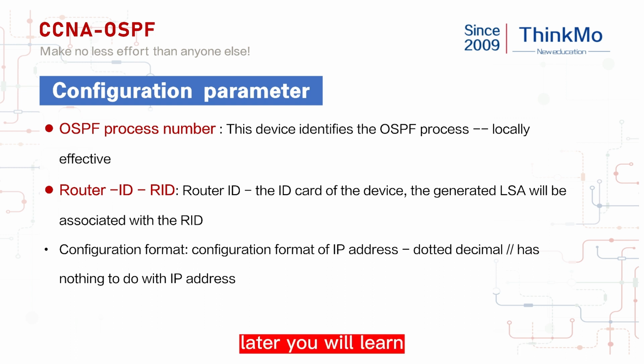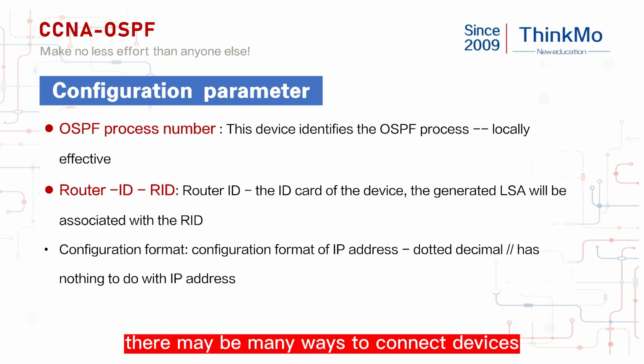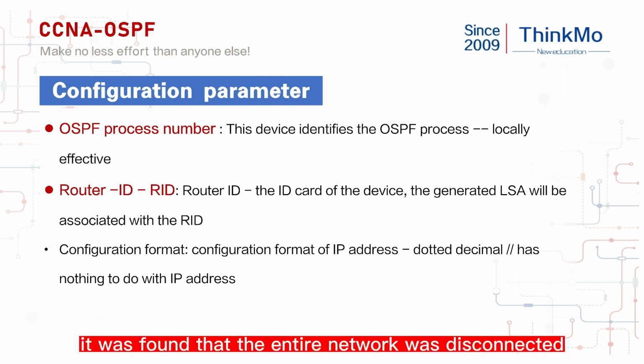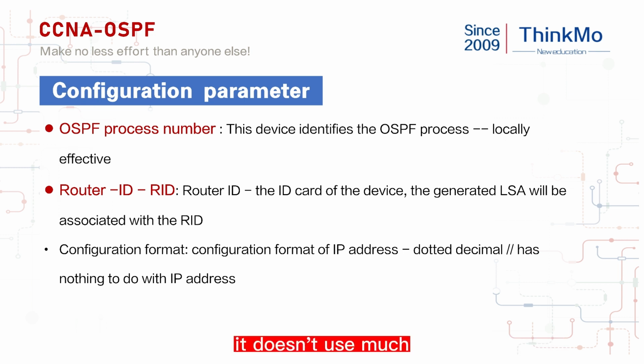Later you will learn there may be many ways to connect devices. Then you will encounter all kinds of problems. You must never open a process 10 on the device and make some builds with it, then open another 20 and make some builds with it, then open a 30 and make some builds with it. Finally, it was found that the entire network was disconnected. It doesn't use much, so just let everyone know.